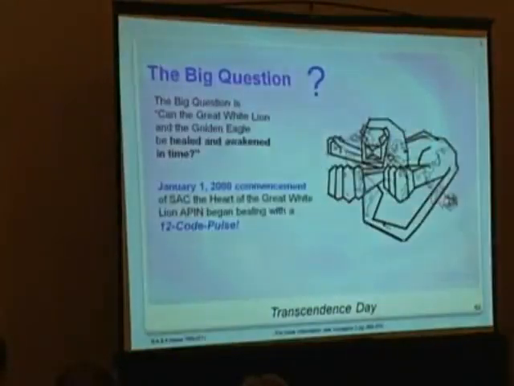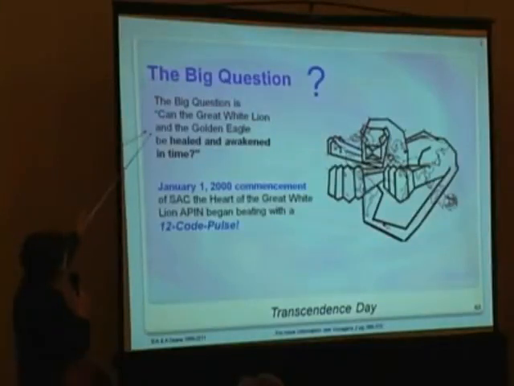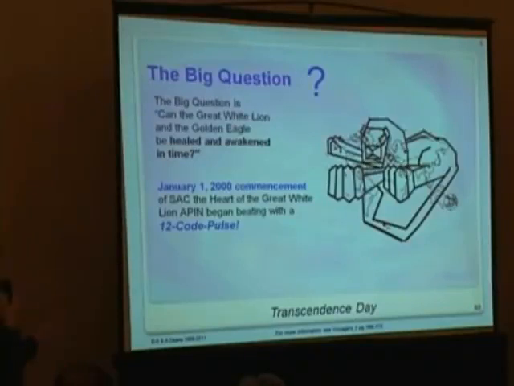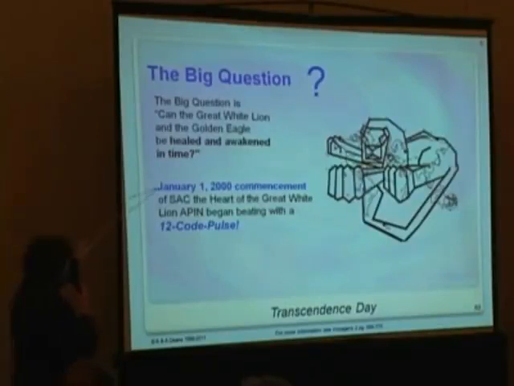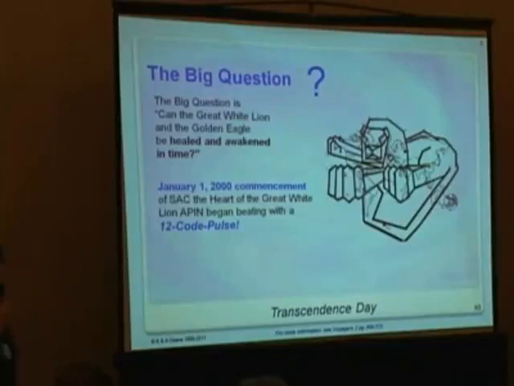So the big question: can the great white lion and the golden eagle be healed and awakened in time? Now, I put Transcendence Day here, but in time, really, what does that mean? Maybe 2014 or 2017 is in time. We don't know what the divine timing is. January 1st, 2000 was the commencement of the stellar activation cycle. The heart of the great white lion Apin began beating with a 12-code pulse. So it did get activated, it just didn't come into full activation. And that's what's referred to as Transcendence Day. And I believe it was anchored here at Sarasota.